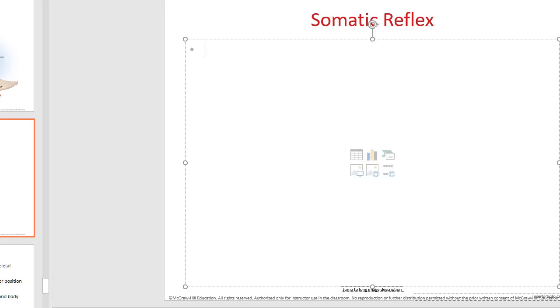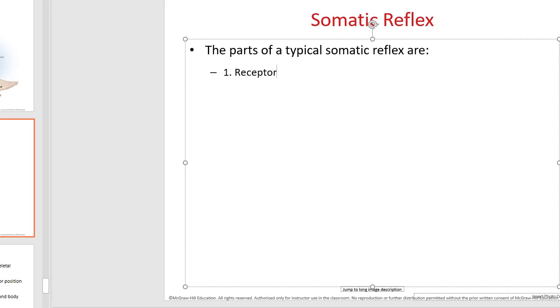So reflexes. Specific somatic reflex. So the parts, let's label it this way. The parts of a typical somatic reflex are: you have to have a receptor that is going to be the tattletale that's going to tell you what's going on. We have to have a sensory neuron, which is also known as afferent.